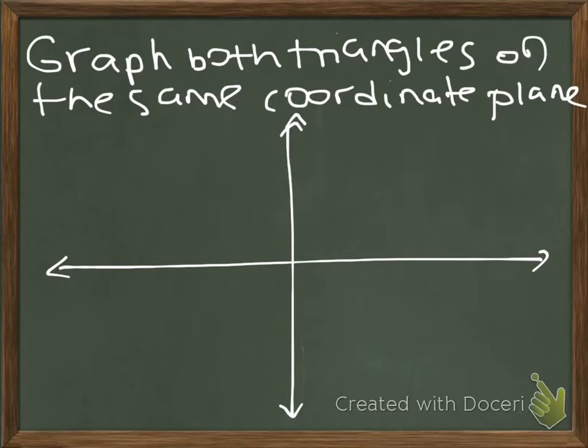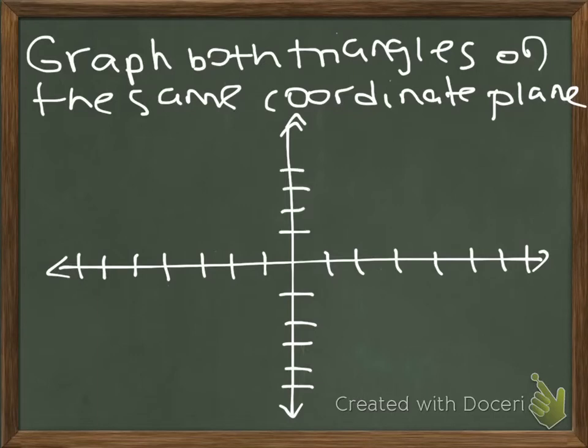Let me start by doing this. Each line here is going to be 1 unit. So if I'm going to graph 2, 5, I'm going to go over 2 and up 5, put a point. That's point J. Then I have point K, 1, 1. And point L, 5, 2.